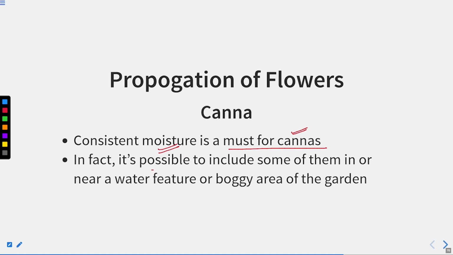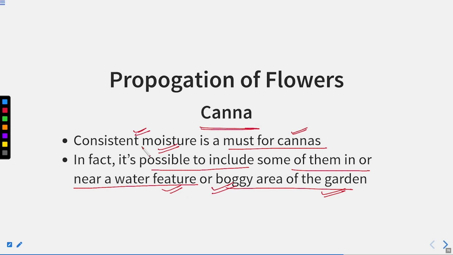In fact, it's possible to include some of them in or near a water feature or boggy areas of the garden. So if your garden has some boggy areas, then we can grow canna in that area, because the boggy area or the water feature area has a lot of water and this keeps the soil continuously moistened.